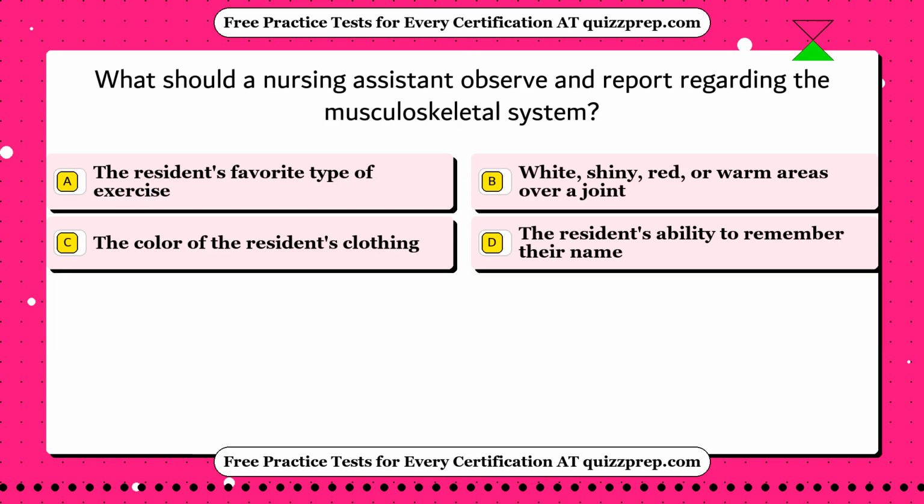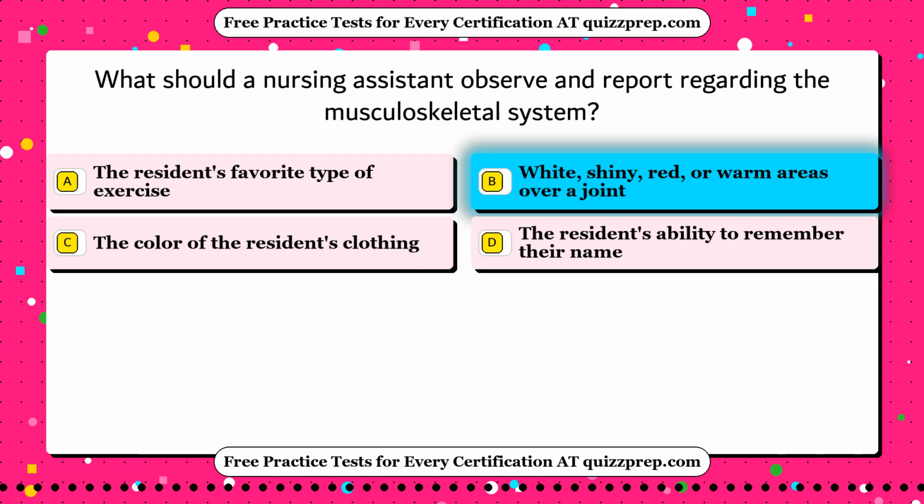Question 90. What should a nursing assistant observe and report regarding the musculoskeletal system? Option A. The resident's favorite type of exercise. Option B. White, shiny, red, or warm areas over a joint. Option C. The color of the resident's clothing. Option D. The resident's ability to remember their name.